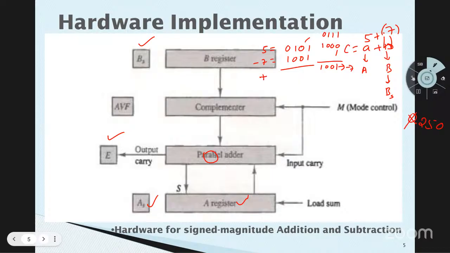So 1 plus 1, both 1 and 1 are binary numbers. So if you are adding 1 and 1, what will be the result? What is 0?